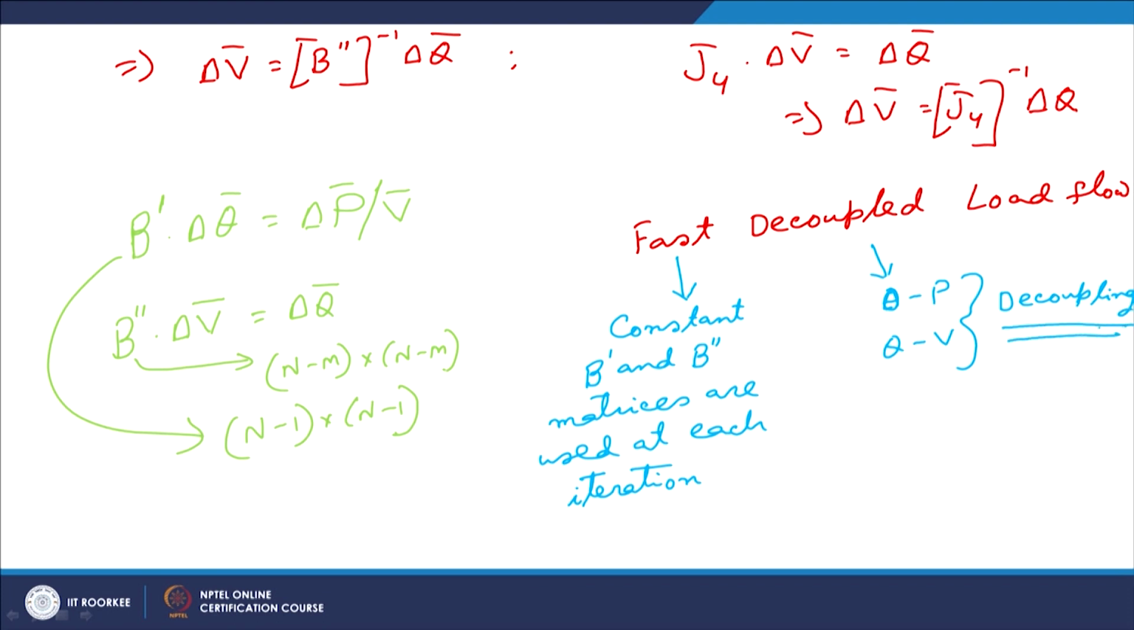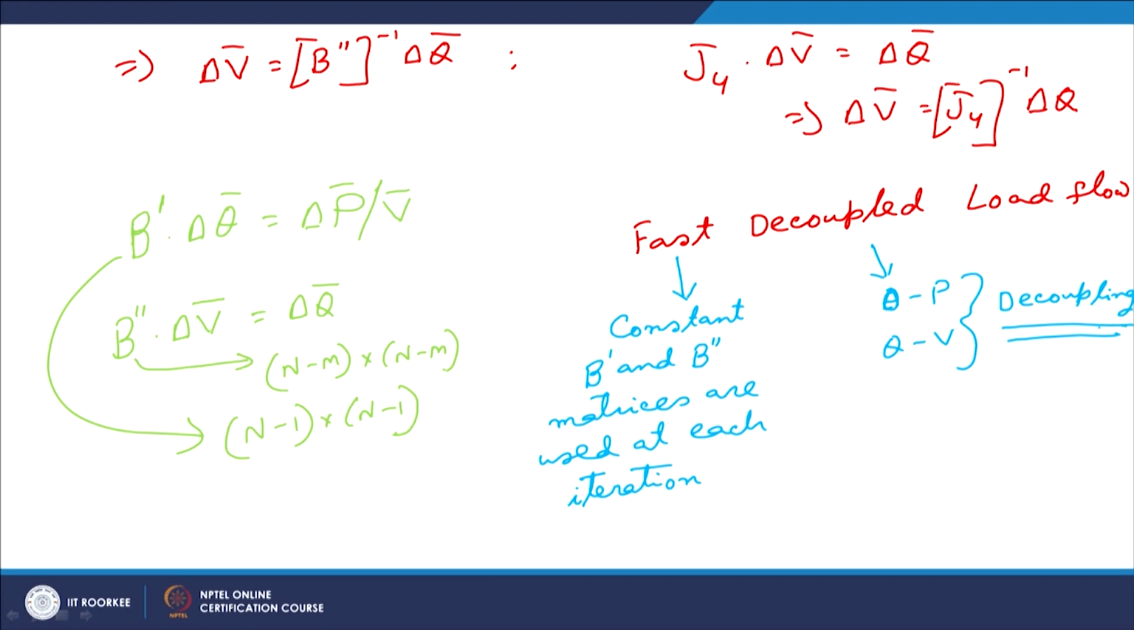So, in the algorithm what we do is very simple. We first read the bus data and so on, and then we form these B dash and B double dash matrices. Then we take their inverse and we pre-store these inverse matrices.